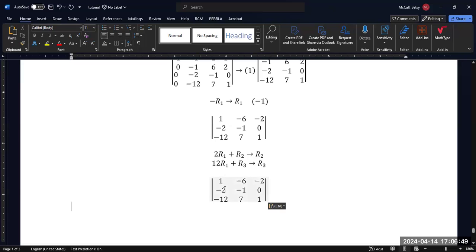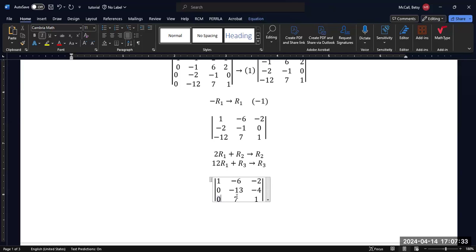So 2 times 1 is 2, plus negative 2 is 0. 2 times negative 6 is negative 12, plus negative 1 is going to get me negative 13. Negative 2 times 2 is going to get me negative 4, plus 0. And then 12 times 1 is going to give me 12, minus 12 is going to give me 0. And then 12 times negative 6 is going to get me negative 72, I believe.